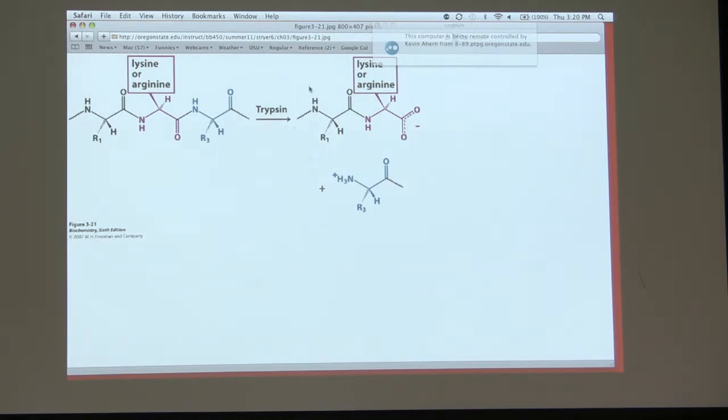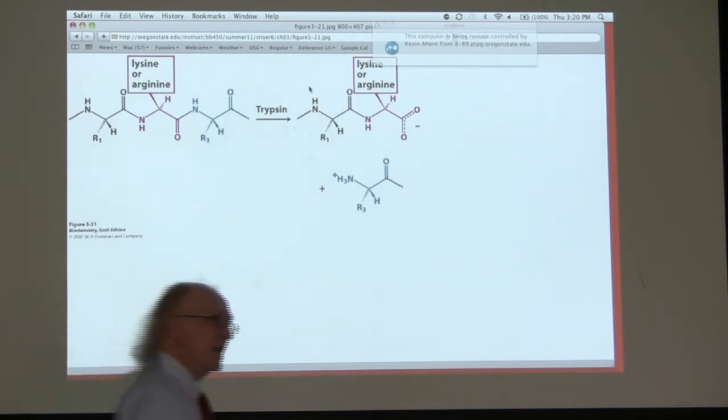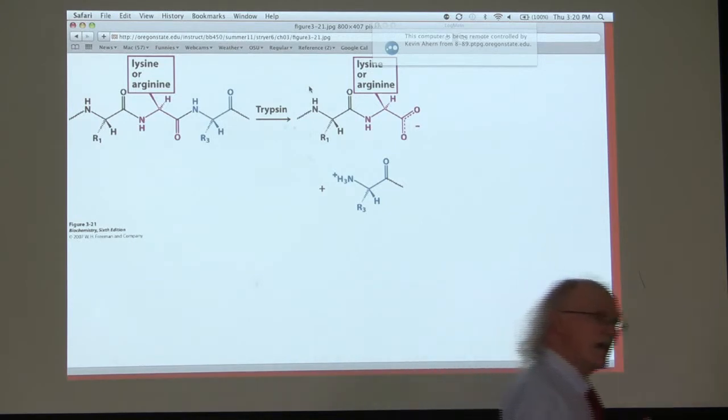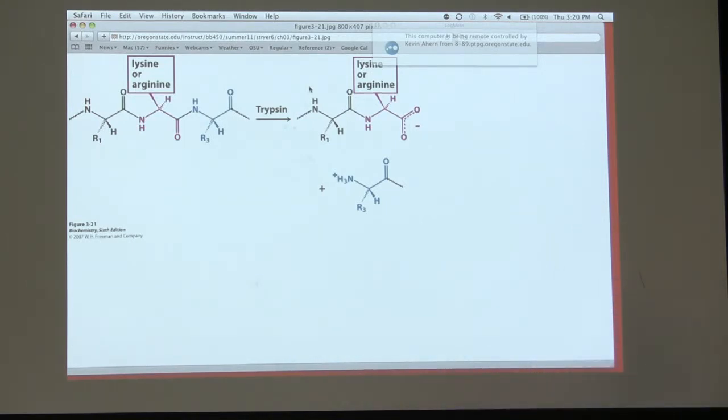Now, not coincidentally, lysine and arginine are two of the amino acids that have R groups that can have a positive charge on their side. They have that extra amine on there. And we'll see later when we talk about a related protein called chymotrypsin that there's a very important reason why it's cleaving specifically at that place. That'll happen in actually probably next week. I'll talk about that.